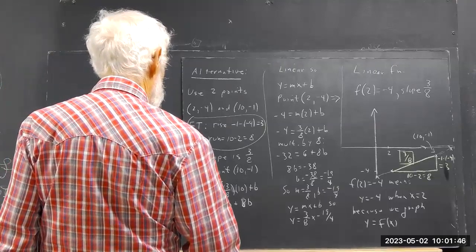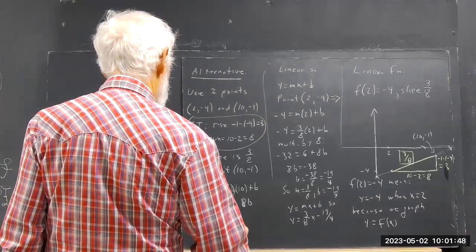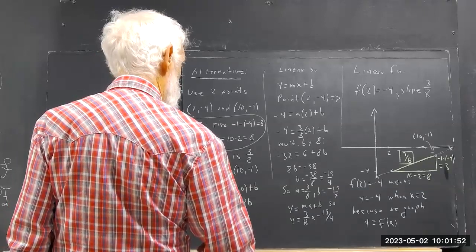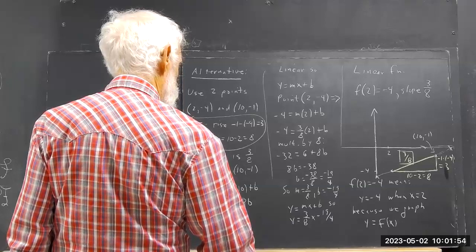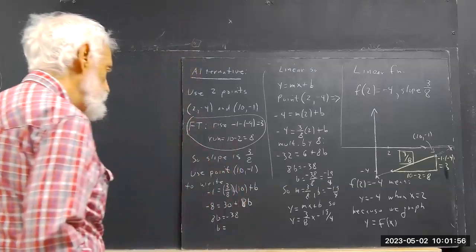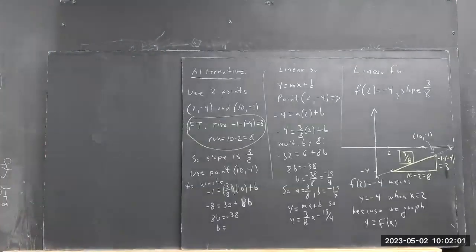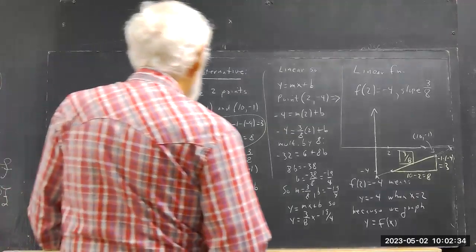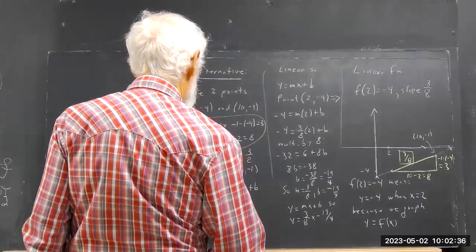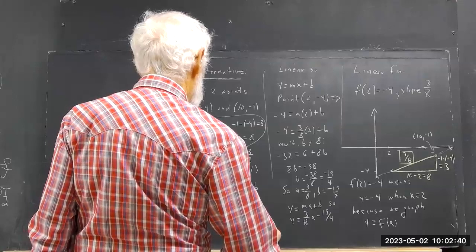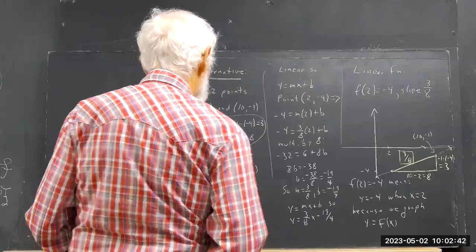This gives me... it's all worked out. Let me stop the video for a second, see what bonehead thing I'm doing here. This is right. So b is -38 over 8, which is -19/4.